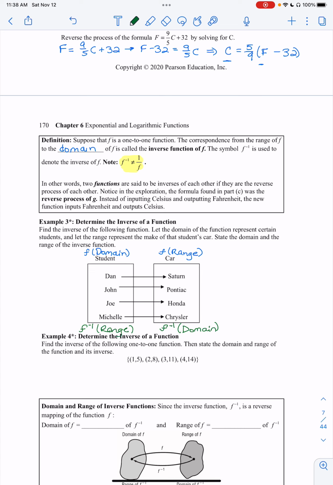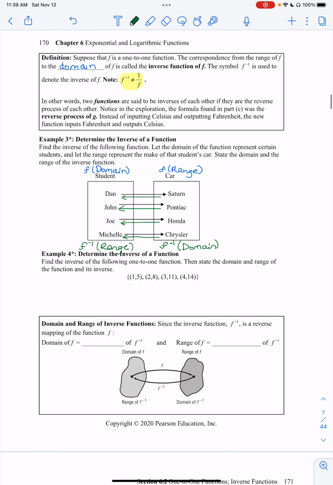Okay, so basically what we're doing is going backwards. We're coming over here, and we're saying if it's a Saturn, then Dan drives it. If it's a Pontiac, then John drives it. If it's a Honda, then Joe drives it. If it's a Chrysler, then Michelle drives it. Okay, so we're just flipping which order we go in.